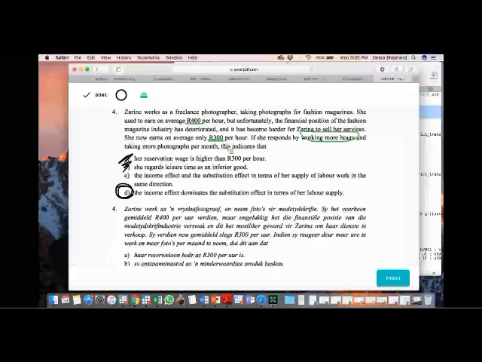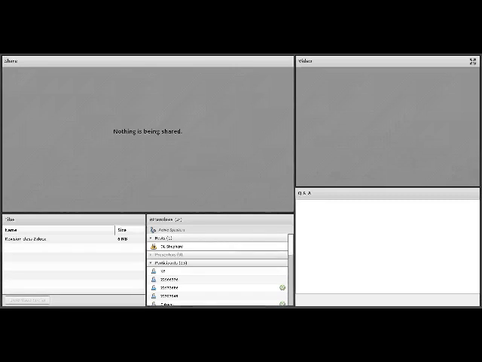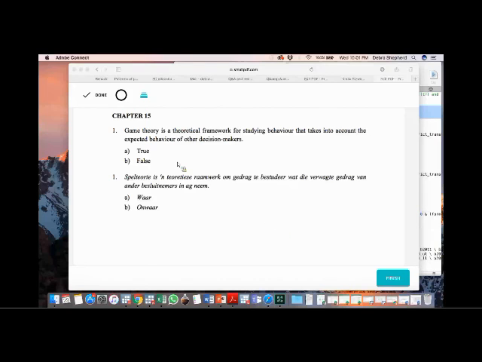C says, the income effect and the substitution effect in terms of her supply of labor work in the same direction. That can't be true if leisure is a normal good. Because if leisure is a normal good, then if the cost of work is going up, then she consumes more leisure. So C can't be correct, B can't be correct, A can't be correct. D is the only answer that satisfies the result that we see in the question.